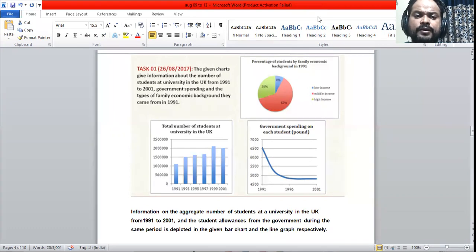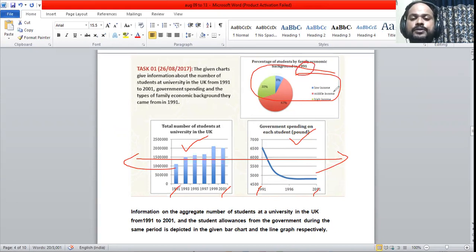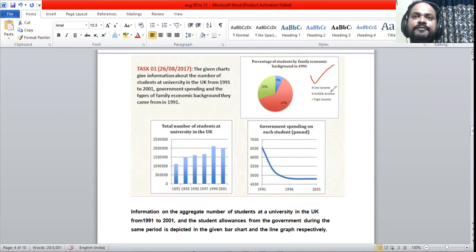Time frame number one is in the bar chart, that's 1991 to 2001. And time frame number two is also 1991 to 2001, in the case of the government spending on each student and the total number of students at the university in the UK. So in both these cases, the time frame is the same. But in the pie chart, the time frame is different. That's 1991. So this is static information.